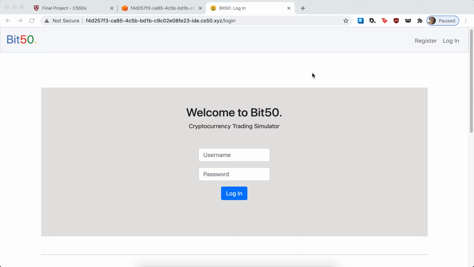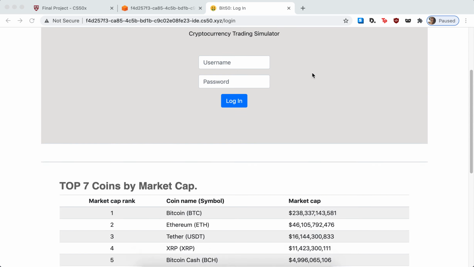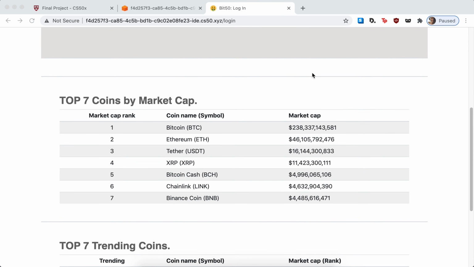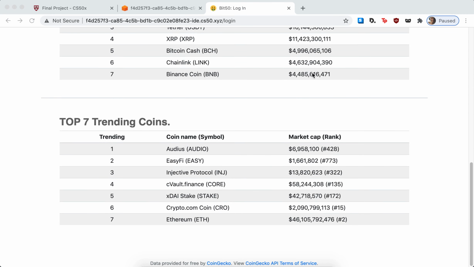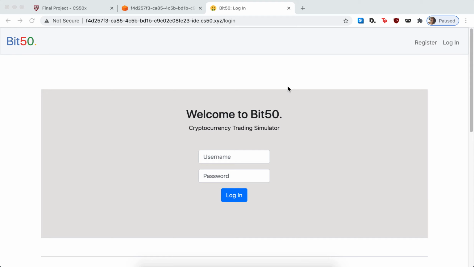This is the main page of my project Bit50. You can scroll down to see the top 7 coins by market cap. And when you scroll down further, you would see the top 7 trending coins. Now back to the top. Once you register, you can log into the platform.